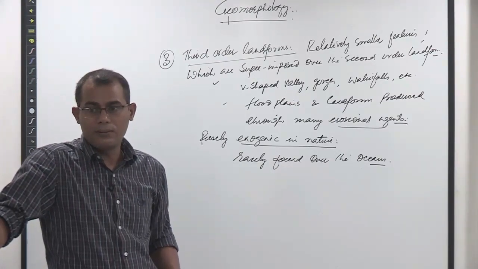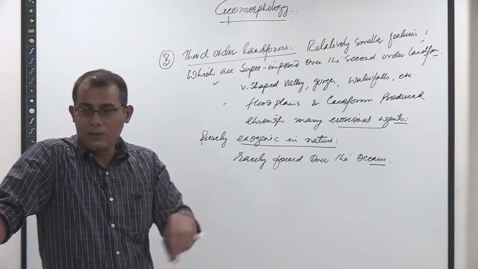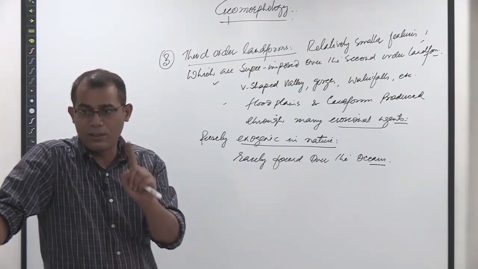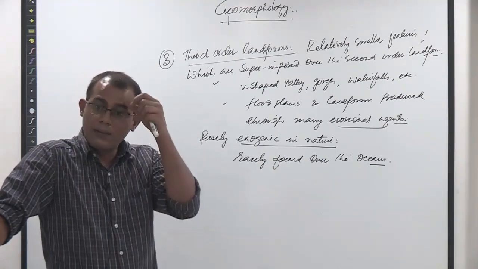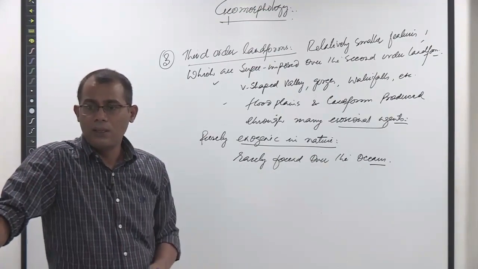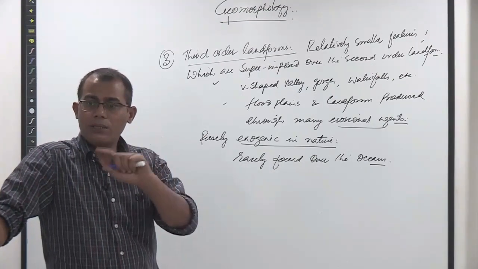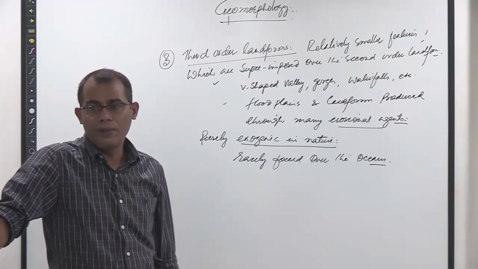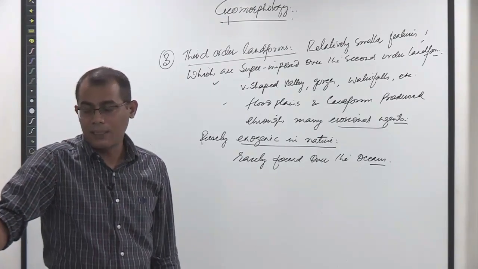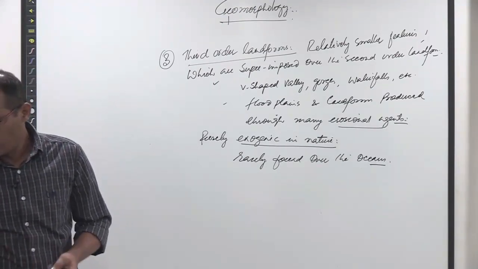Second order. The whole continent, the oceanic surface will be first order. So, abyssal plain, sea mounts, guyots, abyssal hills, all will be a part of the second order landform.